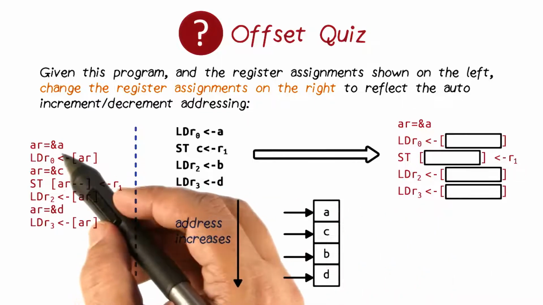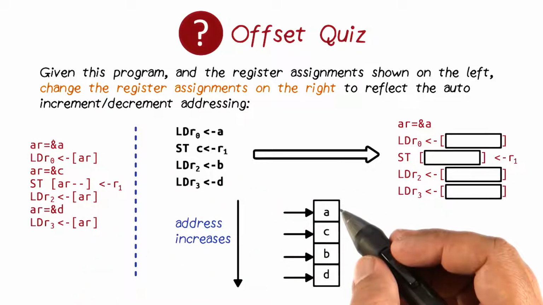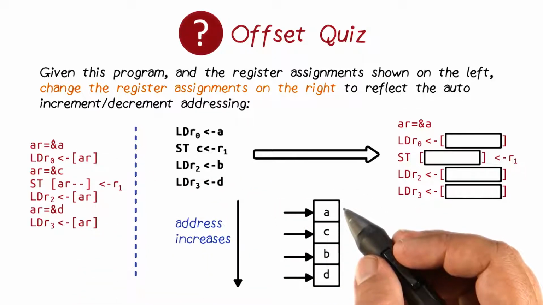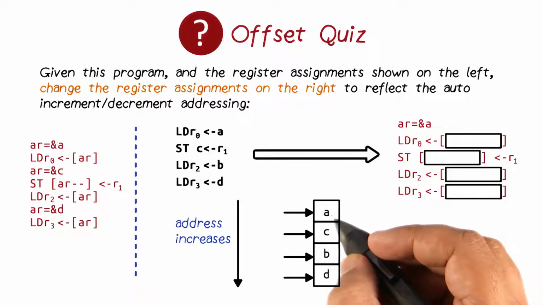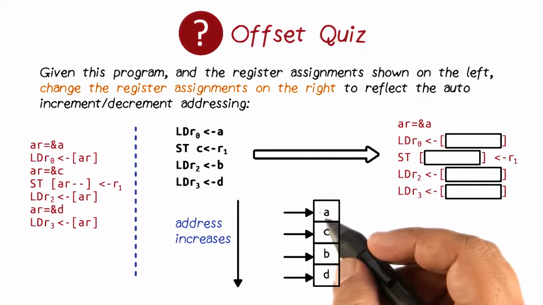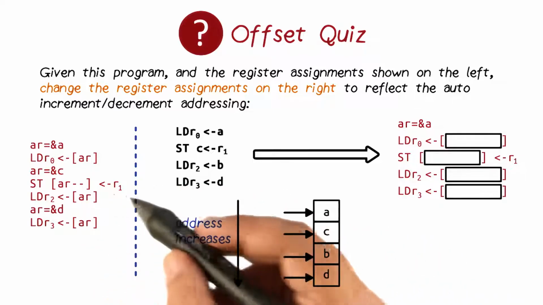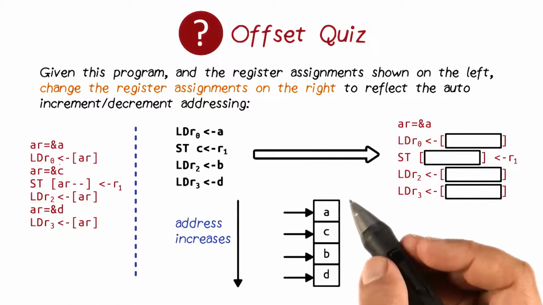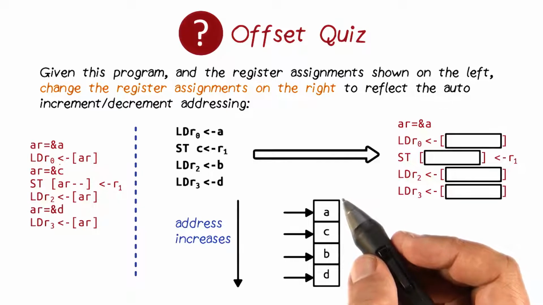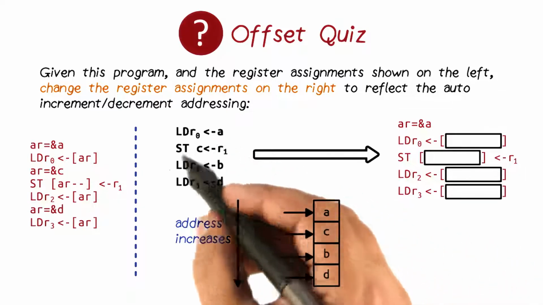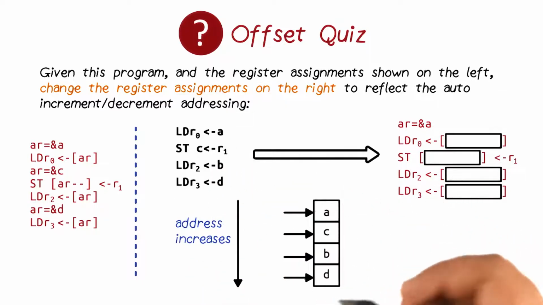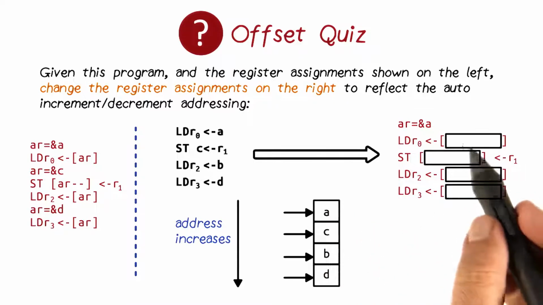And what we have is a simple program which is trying to take advantage of this layout of variables by using this auto increment mode. Let us see how this program does that, and then I'm going to ask you to modify the program on the right hand side to take advantage of this layout again to use the auto increment mode over here.